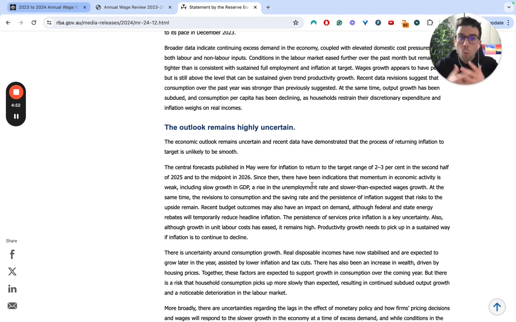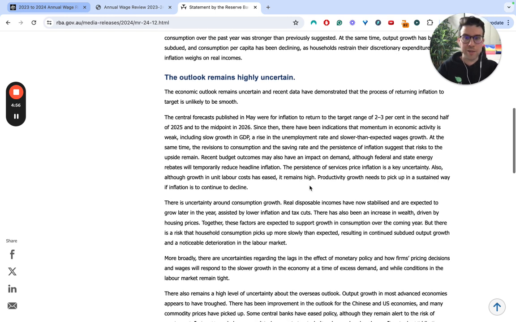Now, in part, why have they chosen to hold? A lot of that is because of uncertainty, okay? What they're highlighting here is that they're uncertain on a number of things, right? Number one, they expected that they would be able to get inflation into the target bracket on the higher end, below 3%, towards the second half of 2025. They're not sure if that's going to happen, okay? Looking at revisions to consumption and savings rate, though, they're concerned, okay?